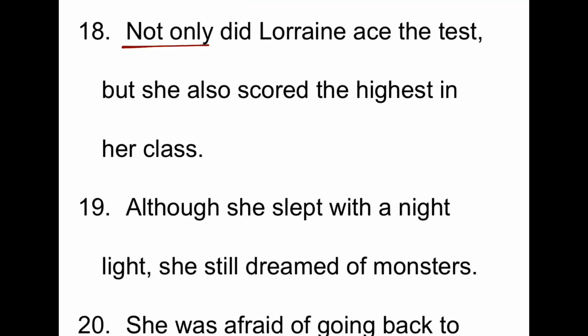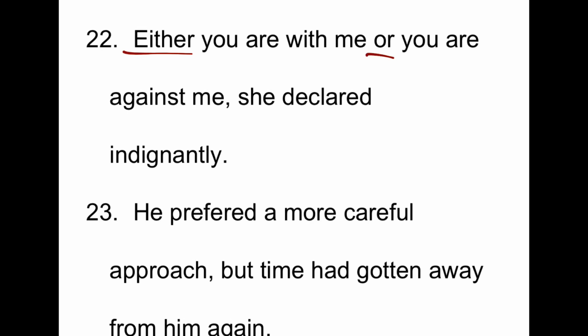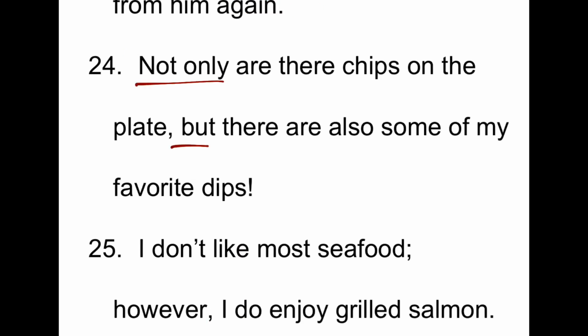For 18, not only but also are used together as a correlative conjunction. Although is subordinating. Therefore is a conjunctive adverb. When is a subordinating conjunction. Either or work together and are correlative. But is coordinating. Not only but also work together as a coordinating conjunction. However is a conjunctive adverb.